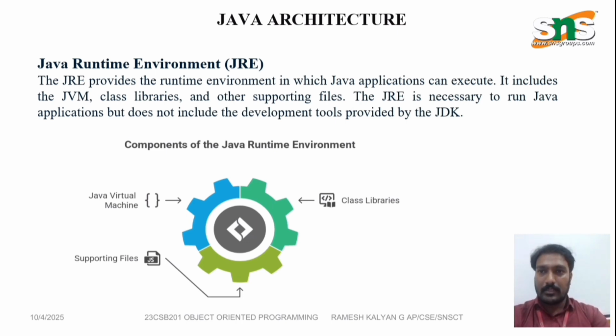Next, the Java Runtime Environment has a few components embedded with it. The first one is the Java virtual machine, JVM, as we saw previously. Then the class libraries and all the supporting files. JRE is mainly used as the runtime environment for executing a file, and it has the JVM files, class libraries and all the supporting files, so that the runtime execution process works smoothly.